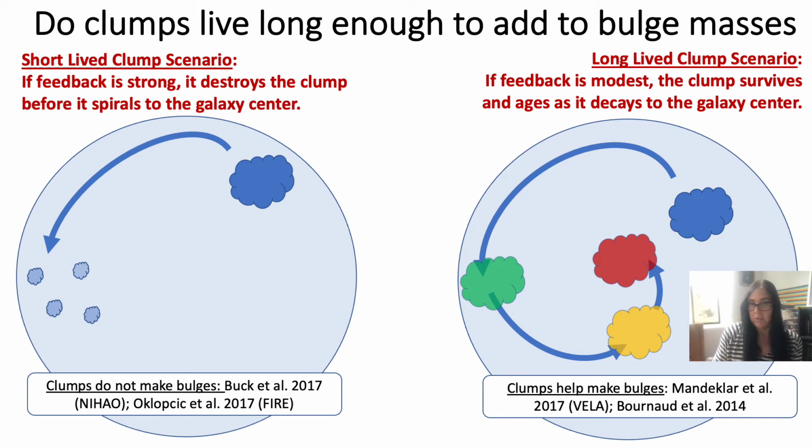Stronger feedback models, for example, what's in the Nihao simulation, also what's in the FIRE simulation, tend to destroy clumps very quickly. Ones that rely more on supernova rather than radiation pressure allow clumps to survive, and they reaccrete gas and keep themselves alive. They age as they go through the galaxy. They grow mass as they go through the galaxy. And so there are straightforward predictions for the mass evolution of clumps in this long-lived versus short-lived scenario.